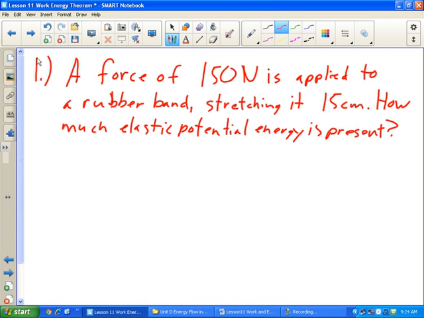So we have this 150 newton force applied to a rubber band, stretching it 15 centimeters. We want to find out how much elastic potential energy is present. What do newtons measure? Force. Anytime you see newtons, you are dealing with a force. So writing down our givens, the force in this question is 150 newtons, and it says it stretches 15 centimeters.